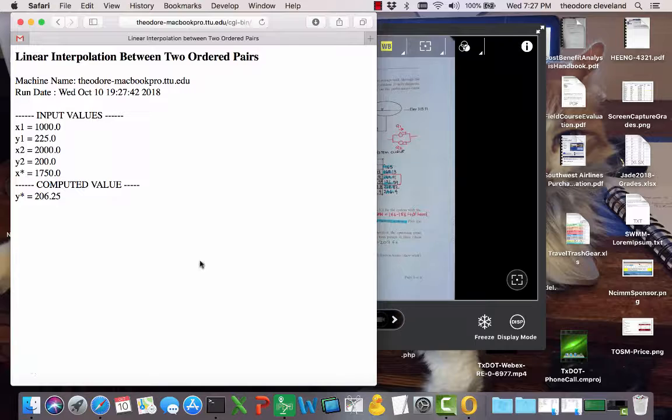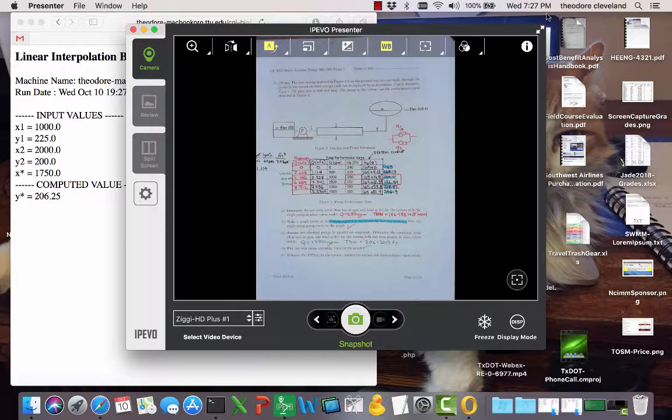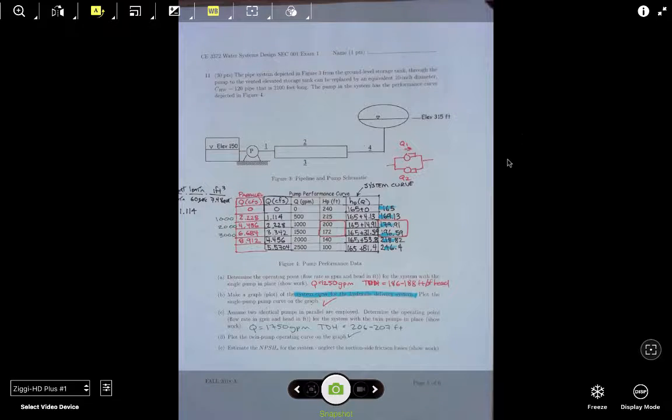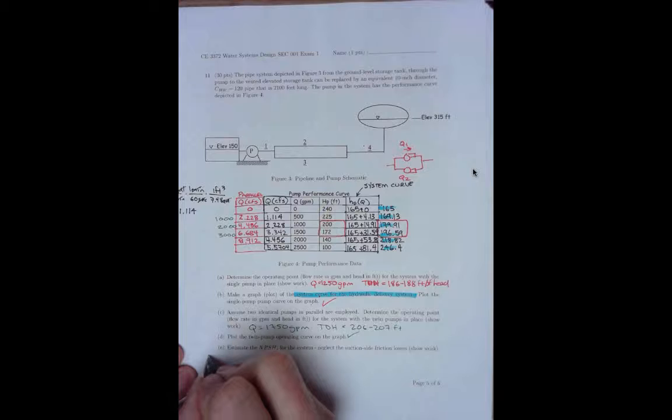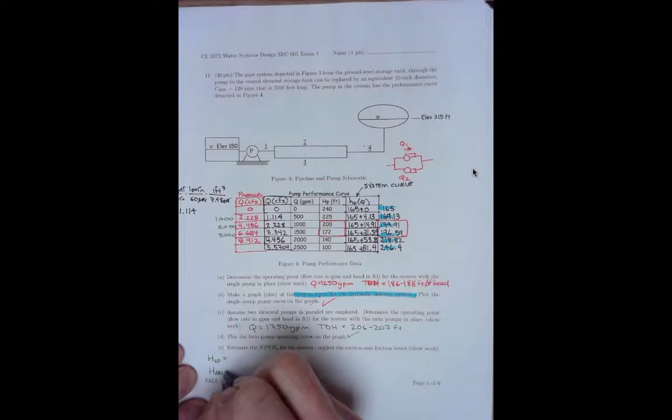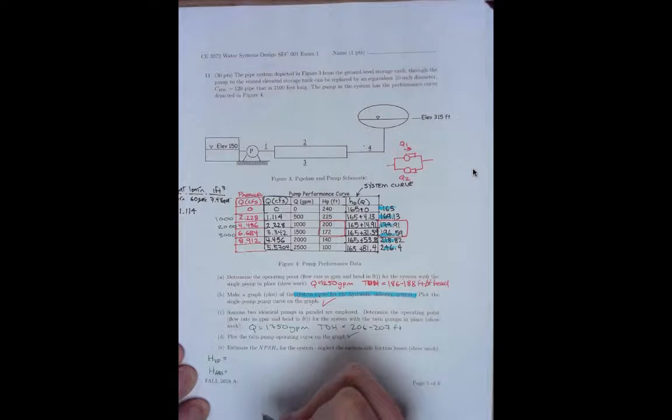Lastly is to estimate the net positive suction head available. We're going to need to know what the vapor pressure head is. We're going to need to know what the absolute head is in the tank. It says we can neglect suction side friction. And so the other one we're going to need is the static head.